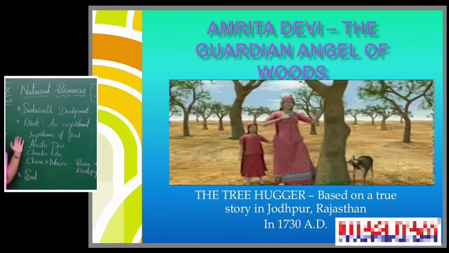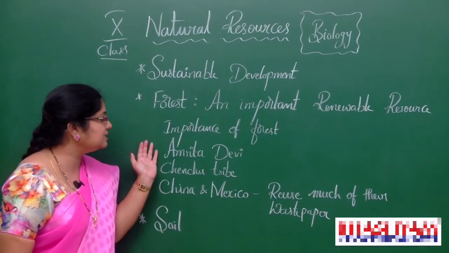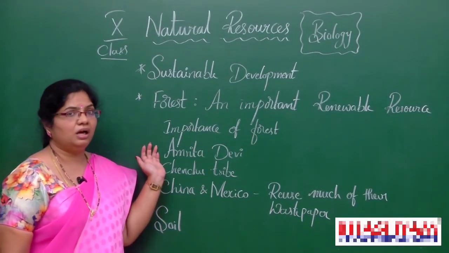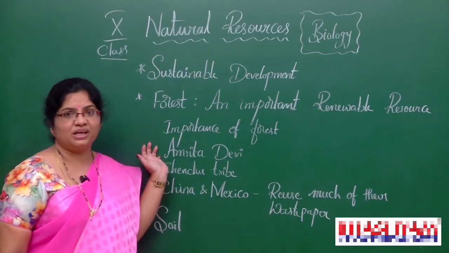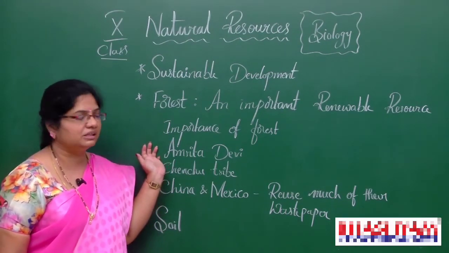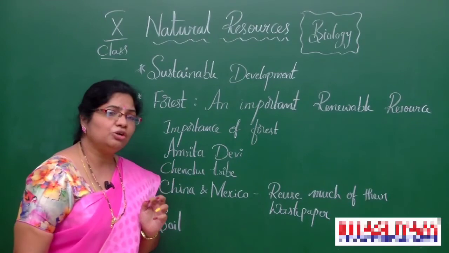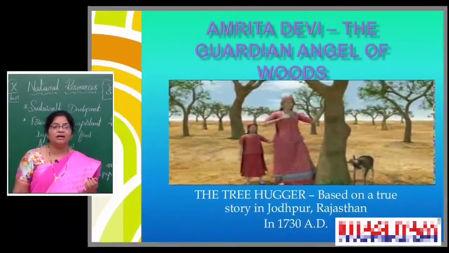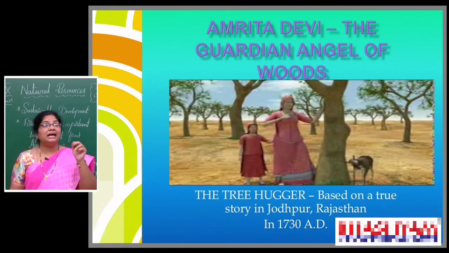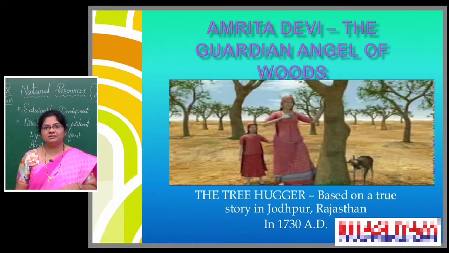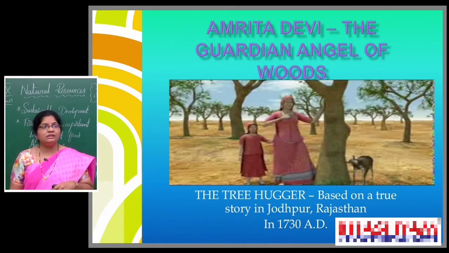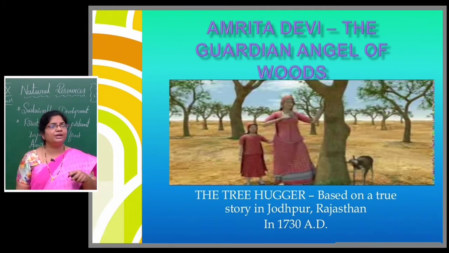Now, let us see the next important segment, about a person who sacrificed her life for the environment. She is none other than Amrita Devi. She sacrificed her life, and not only her life, her 3 daughters also died to protect the environment. See here, the guardian angel of the wood, Amrita Devi. The true hugger, based on a true story in Jodhpur, Rajasthan. So, this is a real story of Amrita Devi.